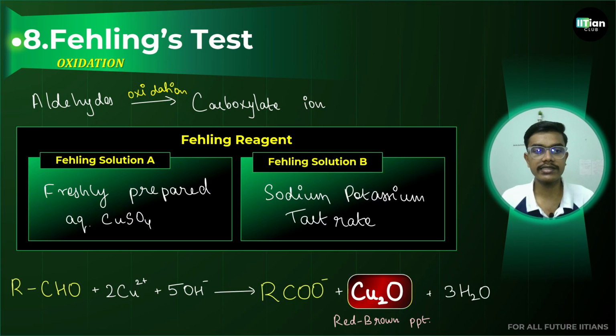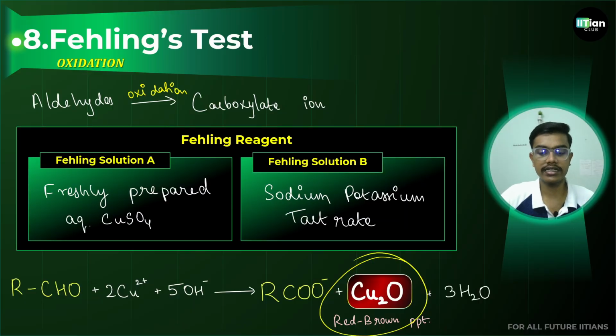Next, we have Fehling's test, which is also the oxidation of aldehydes to carboxylate ion. You can see the Fehling reagent over there. Fehling solution A is freshly prepared copper sulfate, and Fehling solution B is sodium potassium tartrate, and you see that there is a red brown precipitate getting formed, so you can easily detect this as well.